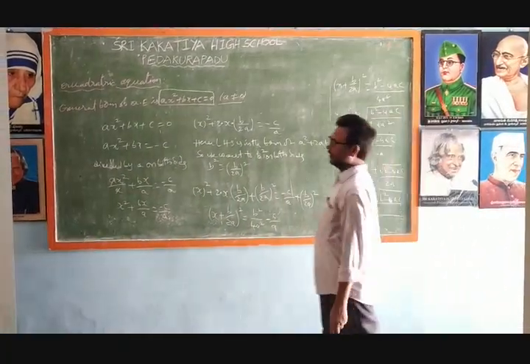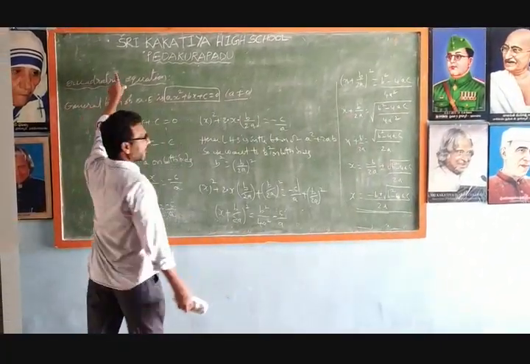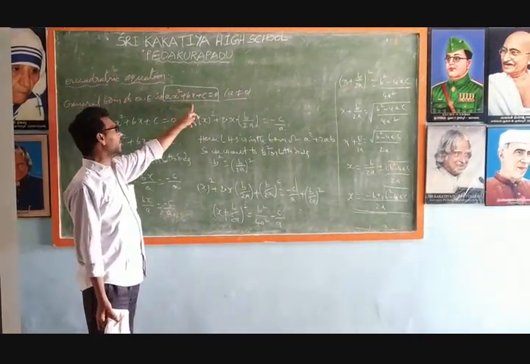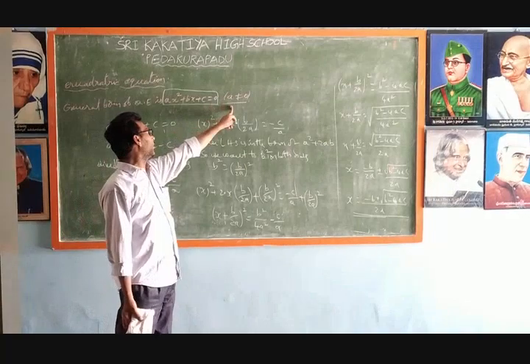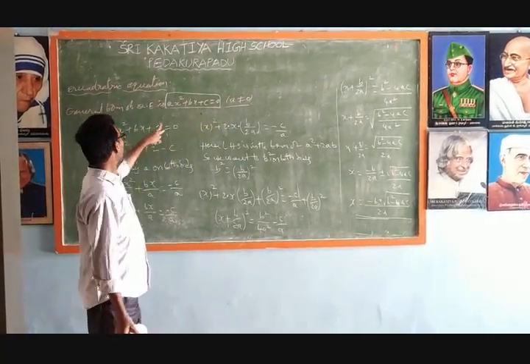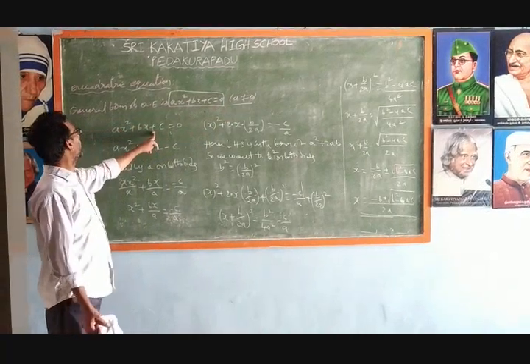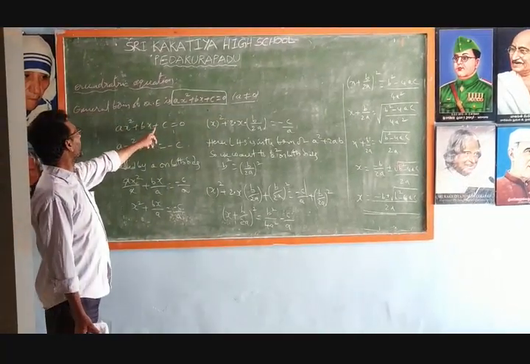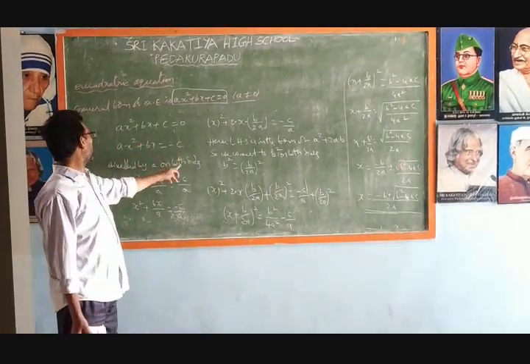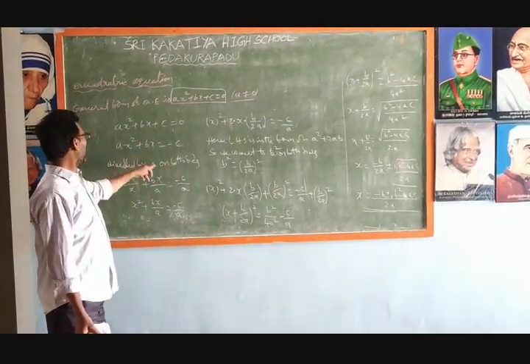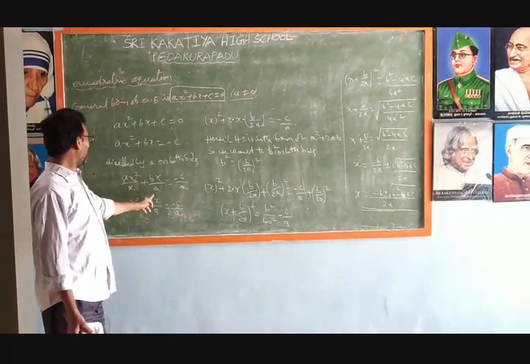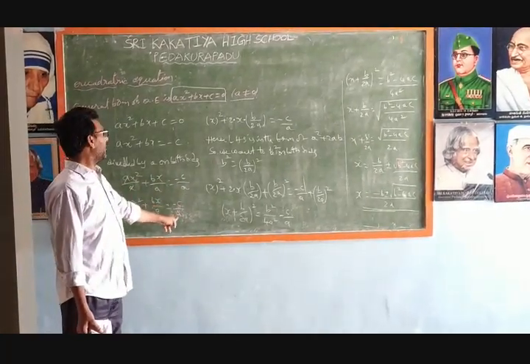Listen carefully. The quadratic equation is always in the form of ax square plus bx plus c is equal to 0, where a is not equal to 0. Now we want to find the roots of ax square plus bx plus c is equal to 0. Plus c goes to the RHS, that is minus c. Now divide by a on both sides: ax square by a plus bx by a is equal to minus c by a. The a cancels, so x square plus bx by a is equal to minus c by a.